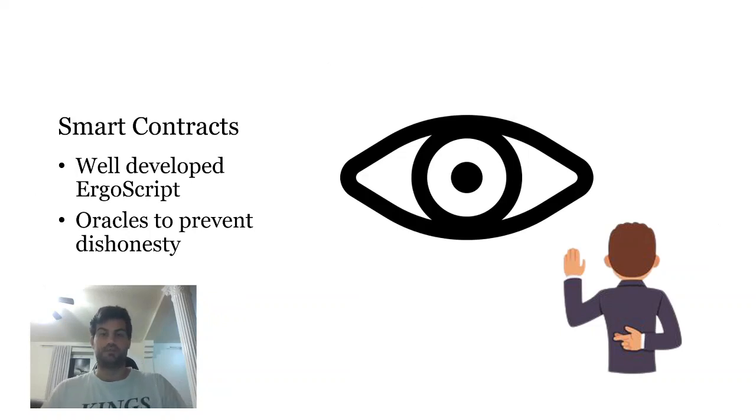So the first thing that is provided is the ability to create smart contracts. Ergo has its own scripting language called Ergo Script, which is very well developed, easy to use, and lets you stipulate anything that you want, since it is Turing complete. It means a smart contract can be enforced in written code that regular contracts have difficulty realizing. Next, they use something called oracles to prevent dishonesty.